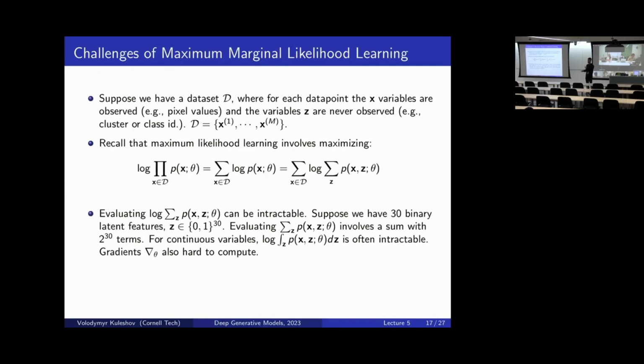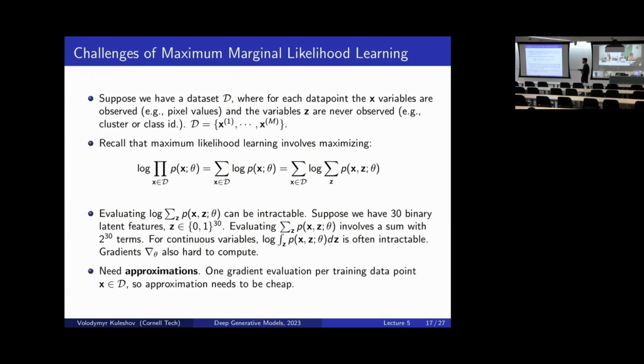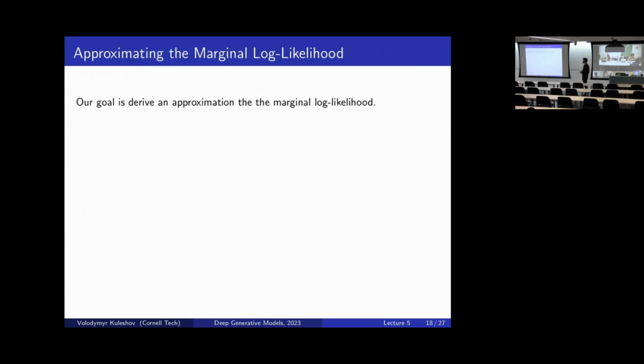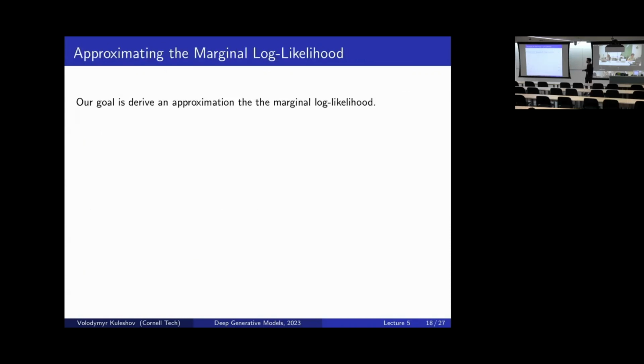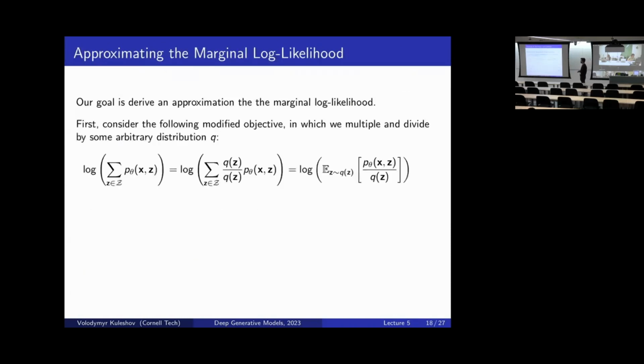Computing the objective is the forward pass. The backward pass is to compute the gradient. If the forward pass is hard, the backward pass will be equally difficult. And therefore, we're going to have to use approximate methods to learn these distributions. Okay. So how can we have a tractable approximation to this marginal log likelihood objective?